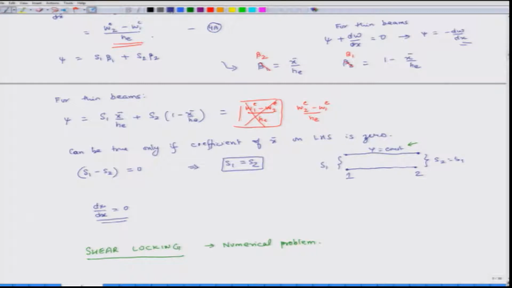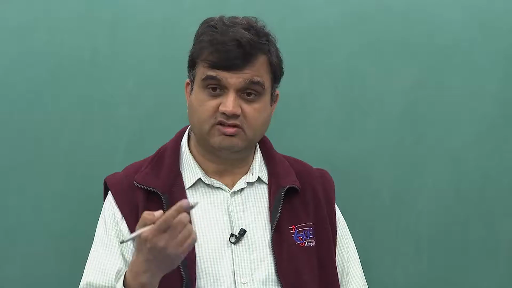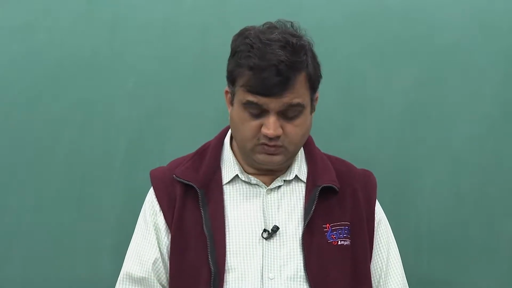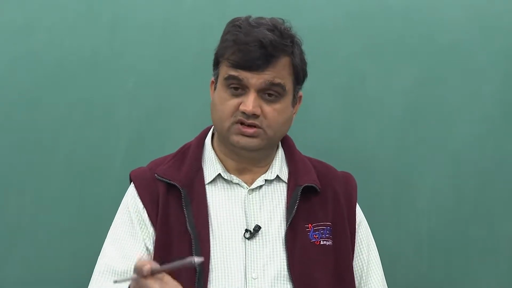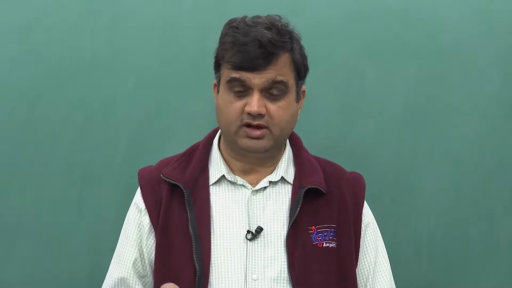So, we had discussed in the last class the cause of this shear locking problem, and the fundamental reason why this shear locking comes into picture is because the order of the element associated with W and that associated with psi, in this case they have been assumed to be the same. If the order of W was 1 more than that for psi, then this problem would not have happened.